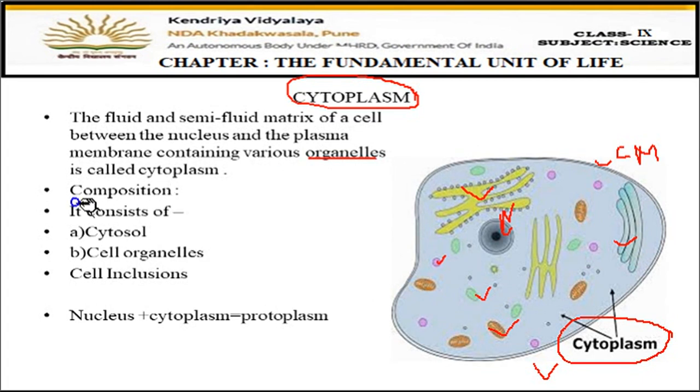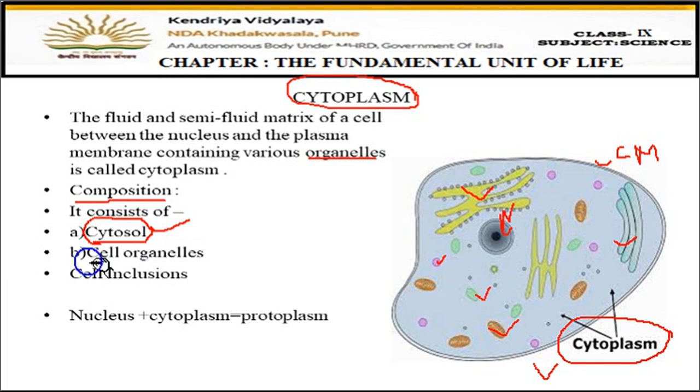So let us see the composition of cytoplasm, meaning what is actually present in the cytoplasm. Cytoplasm consists of cytosol. Cytosol means the liquid, watery part. We are saying that this is a jelly-like substance, but other than the liquid part, some cell organelles are also present in it. The liquid part only is called the cytosol. We are going to study about it in the next slide. So cytosol is the liquid part of the cytoplasm.